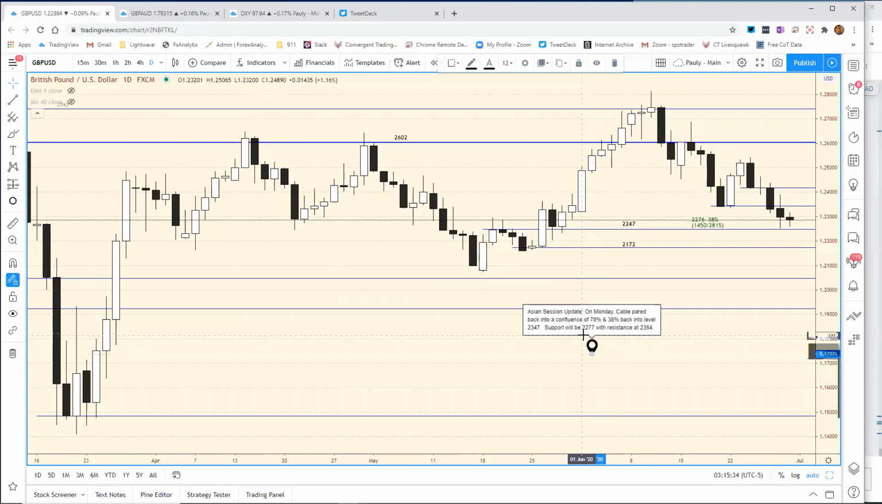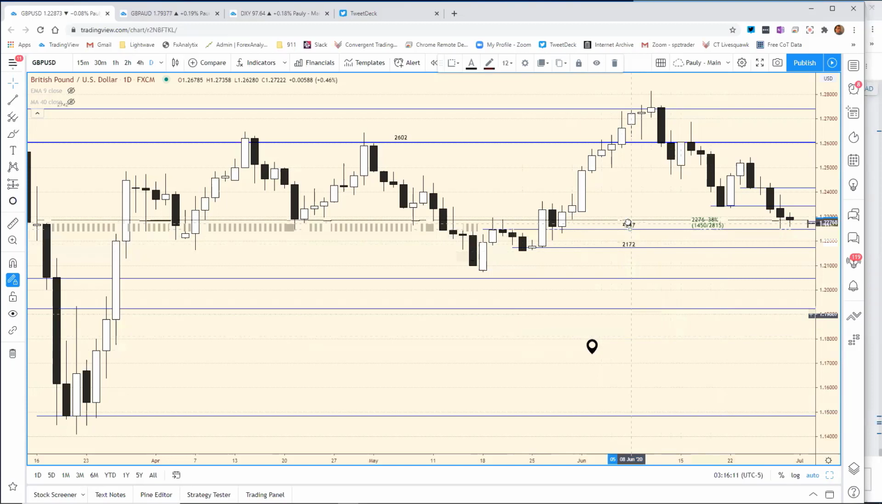Cable paired back into a confluence of a 78% as well as a 38% back into a level of support. You can see the 38% back from those lows way back from 1450. We also had a 78% from the lows here. So a nice confluence. Support is going to be 2277 with resistance at 2364. The low so far has been 2258 because we did get the GDP out. And we had this level here at 2247.